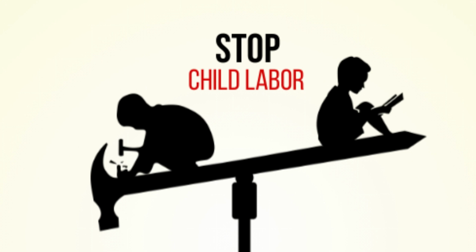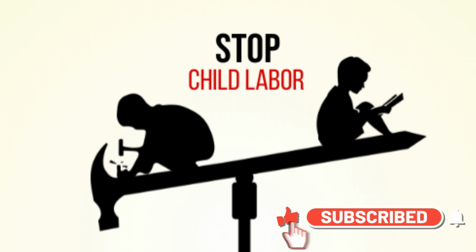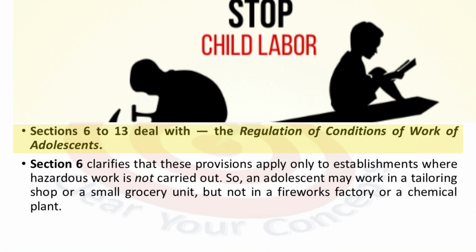Friends, in our previous discussion we saw how the Child and Adolescent Labour, Prohibition and Regulation, Act, 1986 protects children by prohibiting their employment and restricts adolescents from hazardous occupations. But what about those adolescents who are allowed to work in non-hazardous jobs? That's exactly what Section 6 to 13 deal with, the regulation of conditions of work of adolescents.